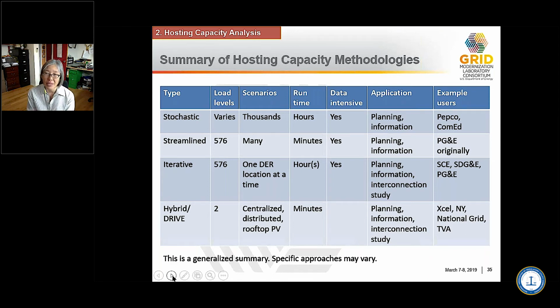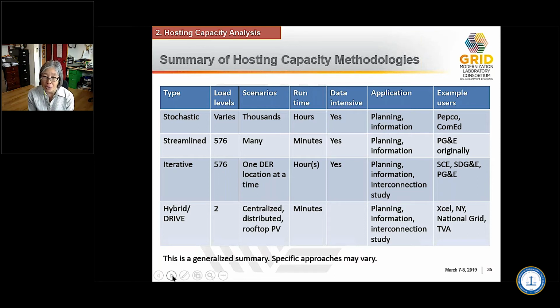The first method, I'm not going to talk about these in great detail because I'll worry that I'll run out of time, but the first method is similar to what Kevin talked about yesterday: stochastic methods like a Monte Carlo method. Add lots of DER and lots of locations, run thousands of scenarios, give you a range of impacts.